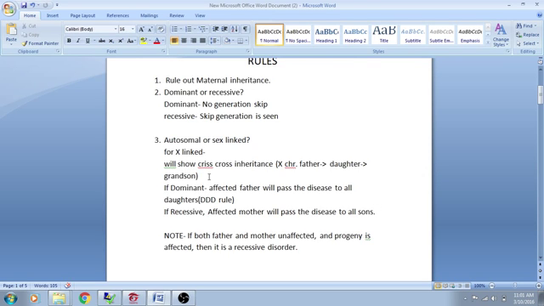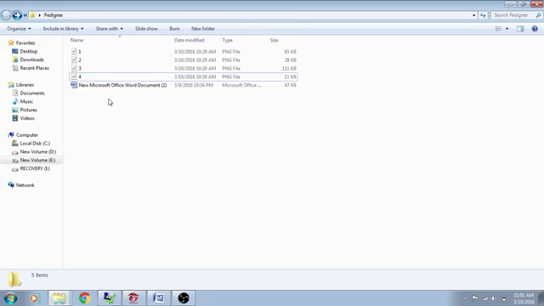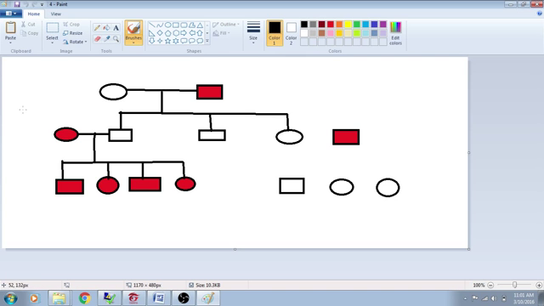You have to either remember these points or understand them. If you make a pedigree chart of all these cases, then you will understand it easily. And there is a small note: if both father and mother are unaffected and the progeny is affected, it is most likely to be a recessive disorder. Now we will proceed to some examples, and let's see how they go.